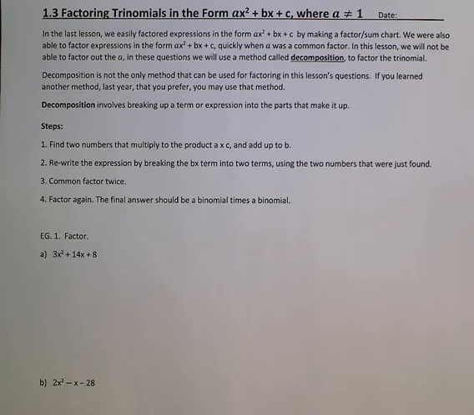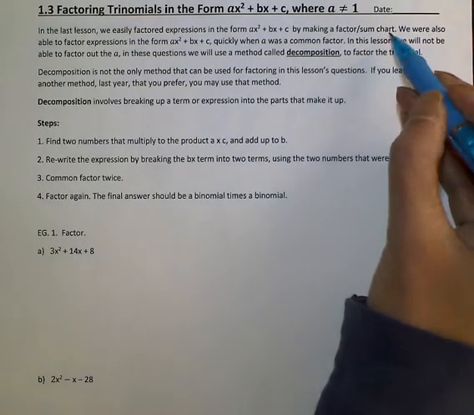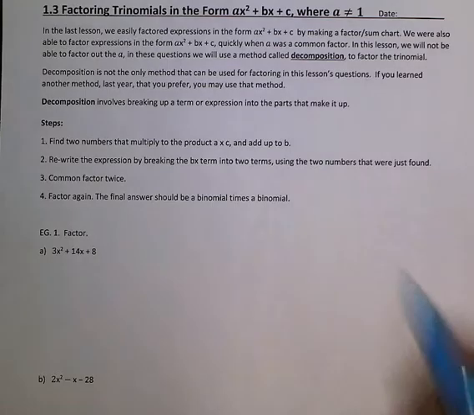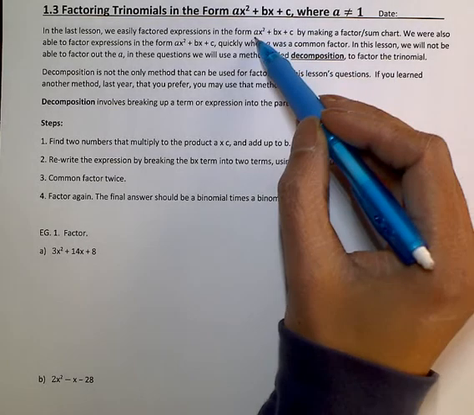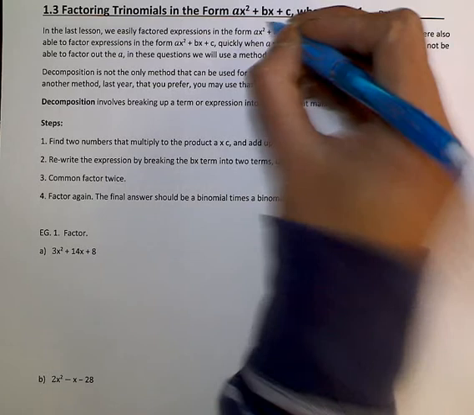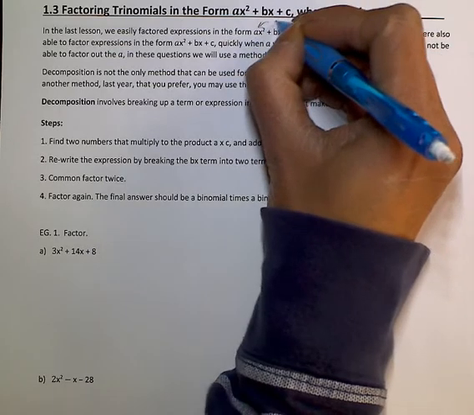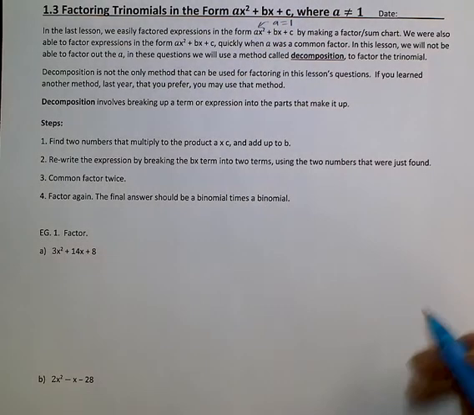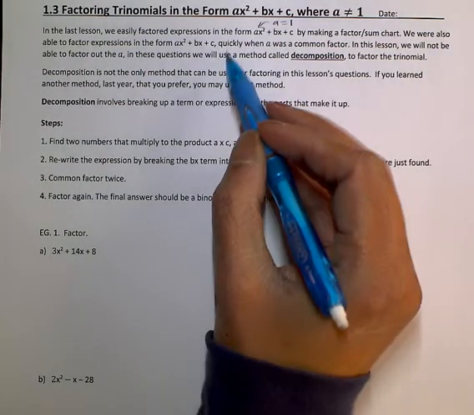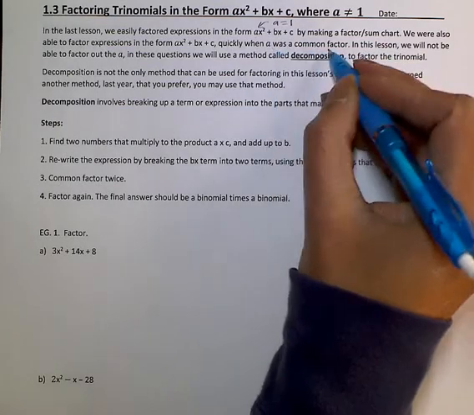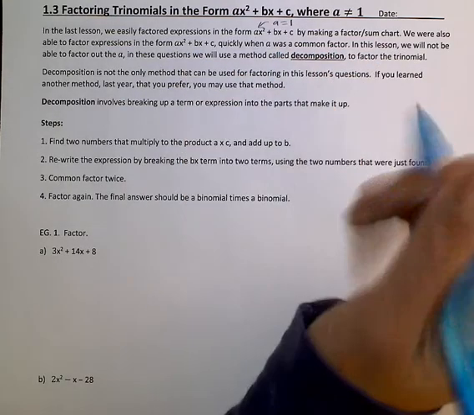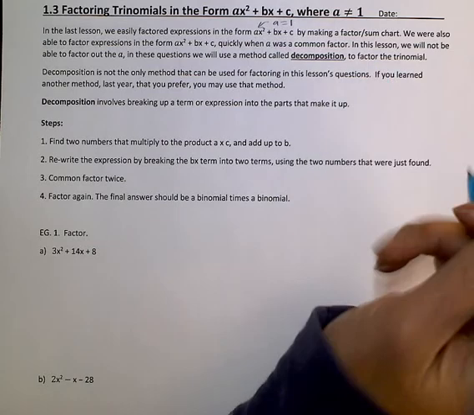In the last lesson, we easily factored expressions in the form of ax squared plus bx plus c by making that factor sum chart. Sorry, let me go back here. I should specify that in the last lesson, when we did the factor sum chart, a was equal to 1. Now, we were also able to factor expressions in the form of ax squared plus bx plus c quickly when a was a common factor, so a was a number other than 1. In this lesson, we will not be able to factor out the a.